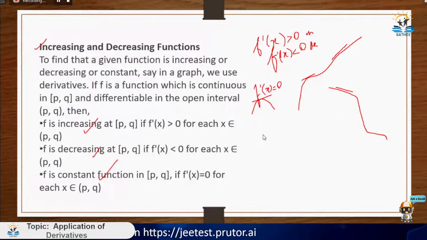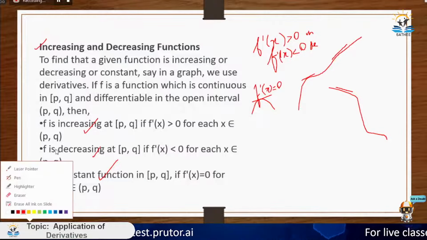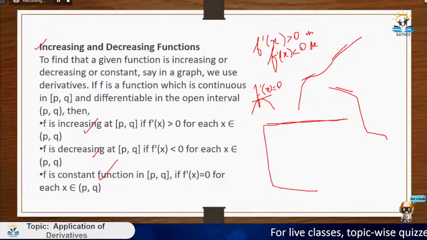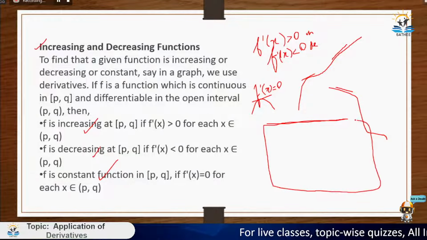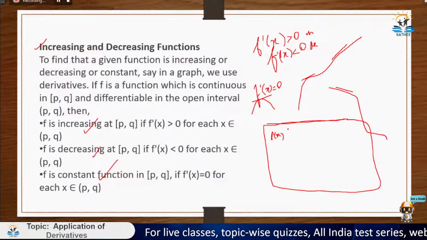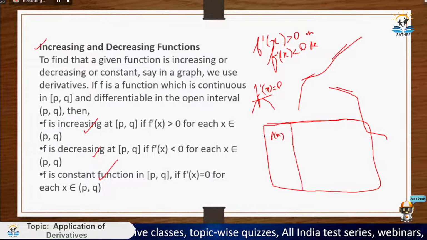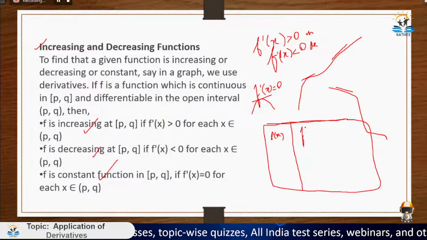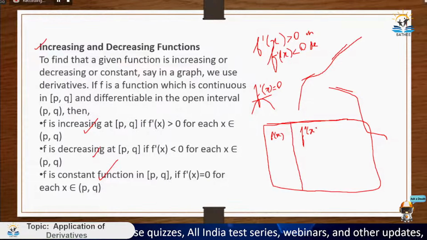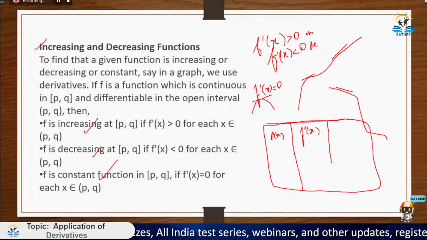Here I can write, we can make a table basically: f dash x, f double dash x, and here the meaning of each.